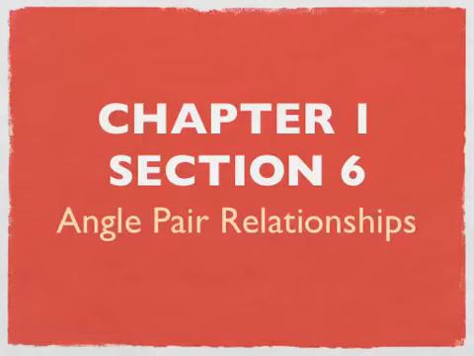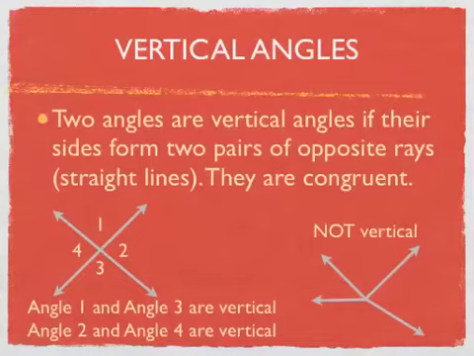Chapter 1, Section 6, Angle Pair Relationships. Vertical angles. It says two angles are vertical angles if their sides form two pairs of opposite rays. Remember, opposite rays are straight lines.